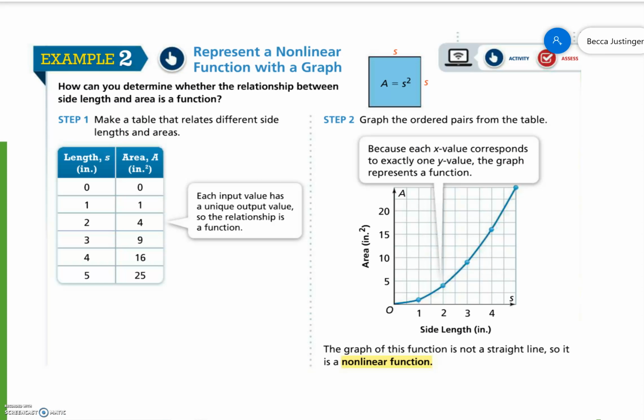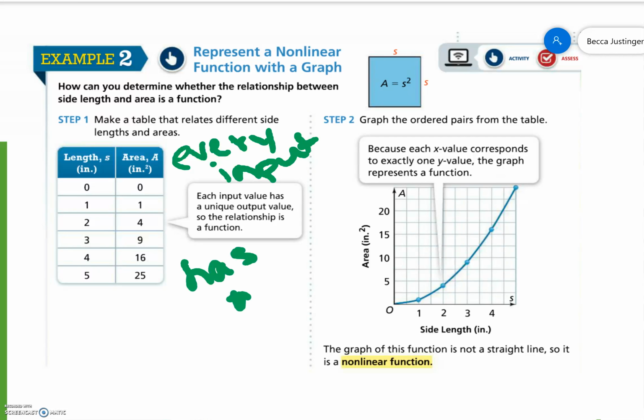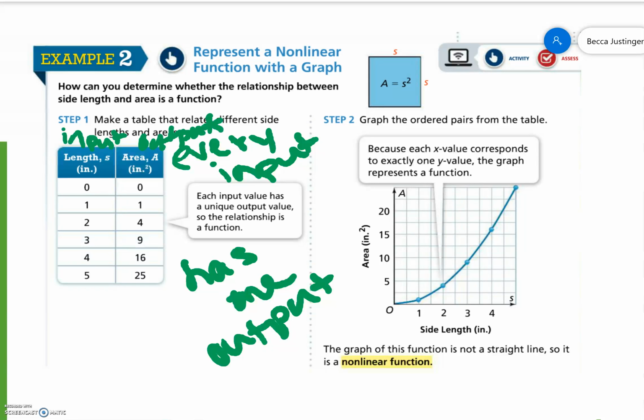Example 2. Represent a nonlinear function with a graph. How can you determine whether the relationship between the side length and the area is a function? Well, remember, for a function to be a function, every input has one output. So we look at all the x values, 0, 1, 2, 3, 4, 5. These are all the inputs. None of them repeat, so we are good with that. So it is a function.